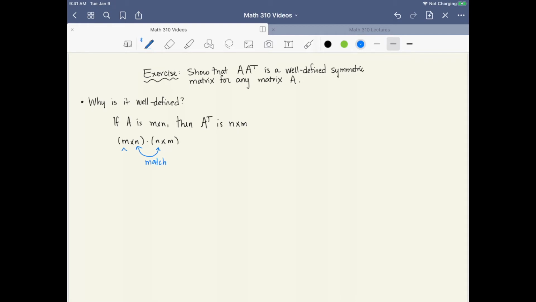And what we're going to end up with is M by N times N by M, giving M by M. The product A A transpose is M by M. So it is well defined, and we actually end up with a square matrix.